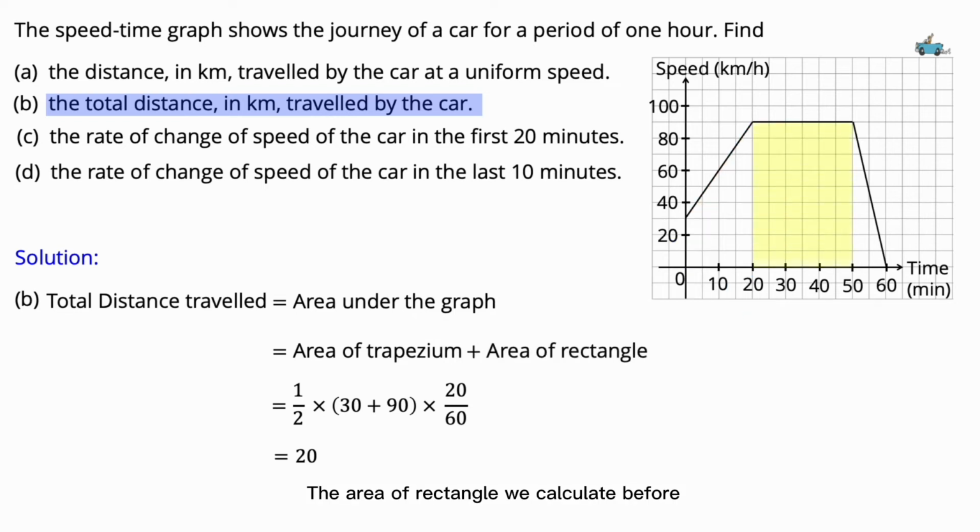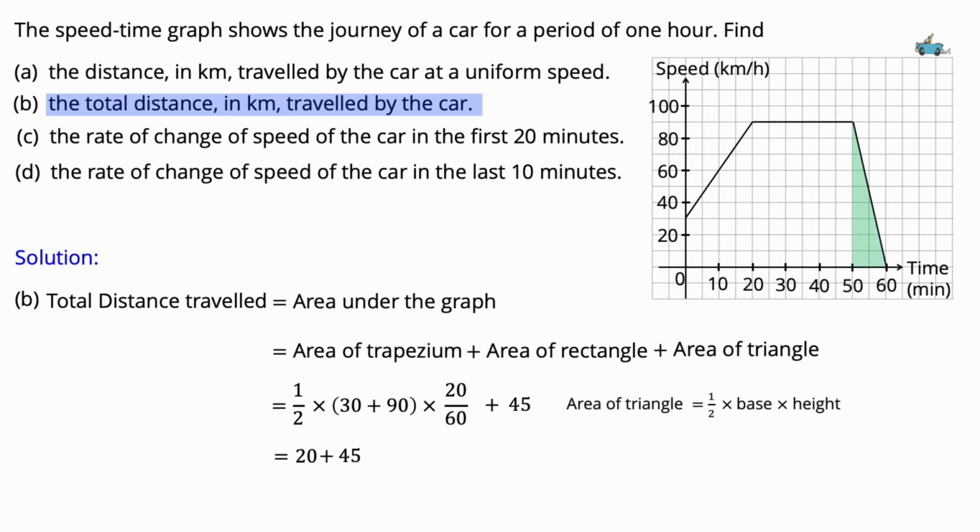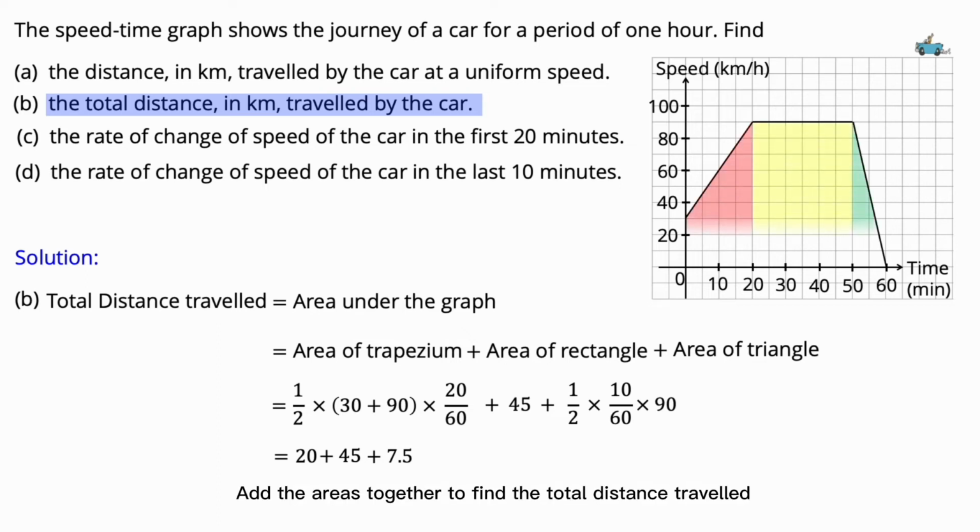The area of the rectangle we calculated before is 45. And the area of the triangle is 1 over 2 times base times height. With the height of 90 and the base of 10 minutes, converted to hours, becomes 10 over 60. 1 over 2 times 90 times 10 over 60 equals 7.5. Area of triangle equals 7.5. Add the areas together to find the total distance traveled. 20 plus 45 plus 7.5. The total distance traveled equals 72.5 kilometers.